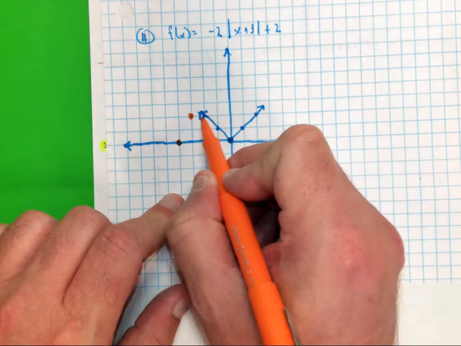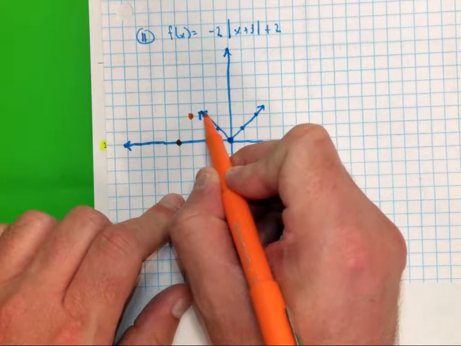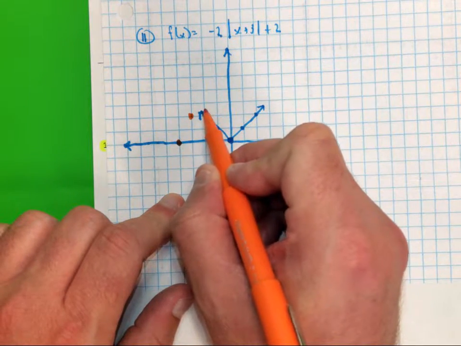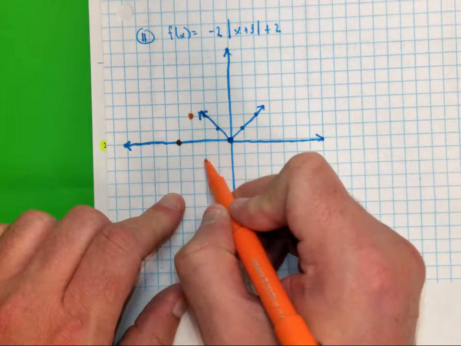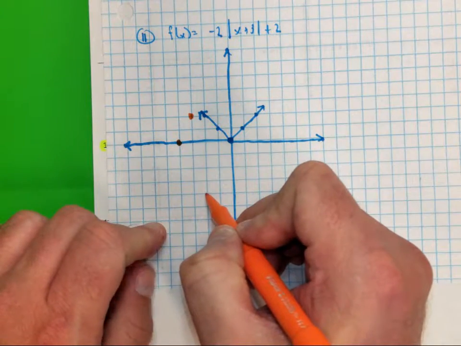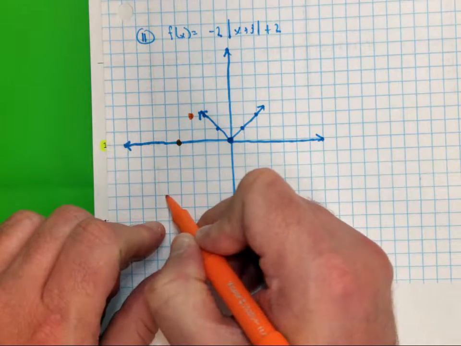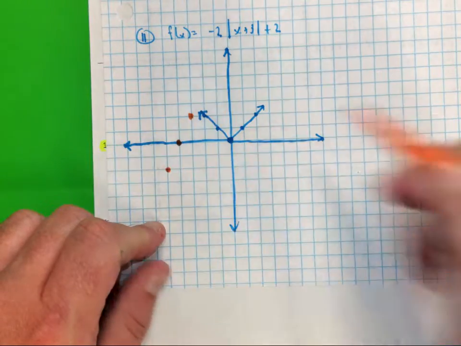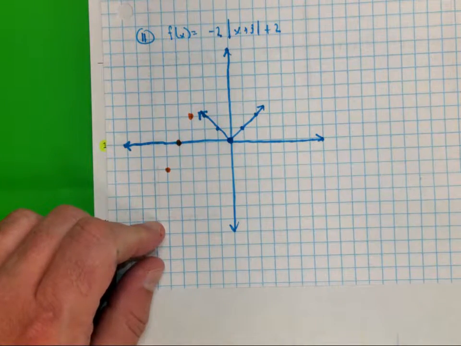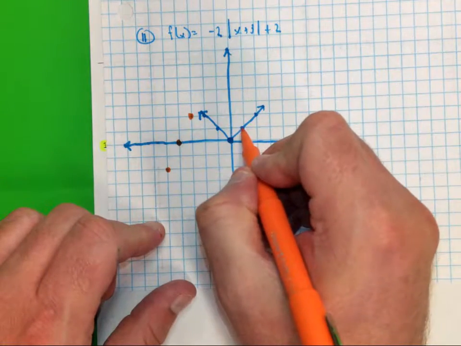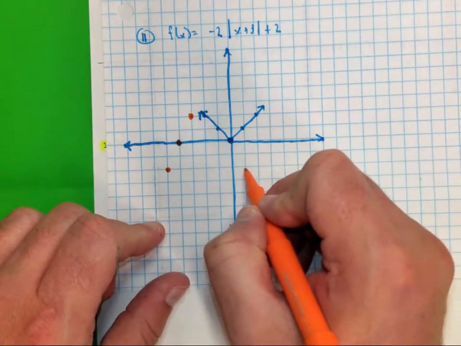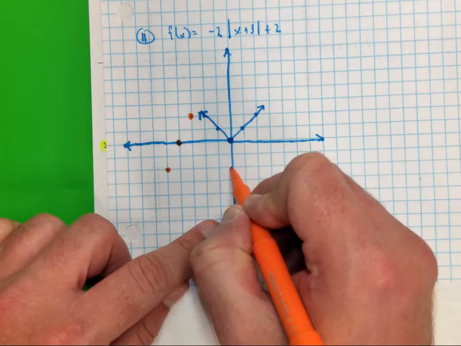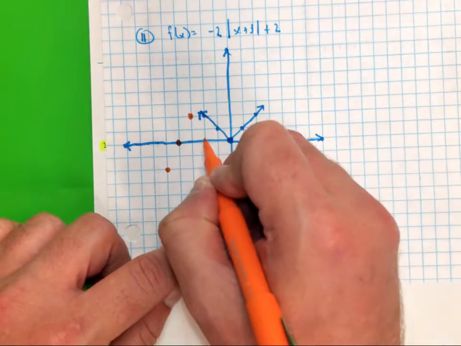This is at negative 2, 2. I'm going to multiply it by negative 2. I'm going to be at negative 2, negative 4. Move left 3, 1, 2, 3, up 1, 2. One, 1, multiply by 2, I'm at 1, negative 2. 1, 2, 3, up 1, 2.